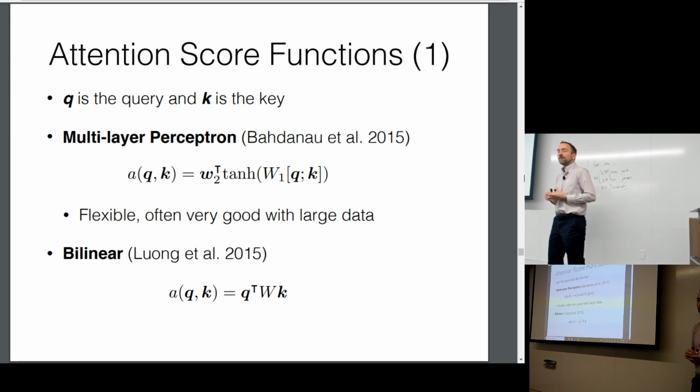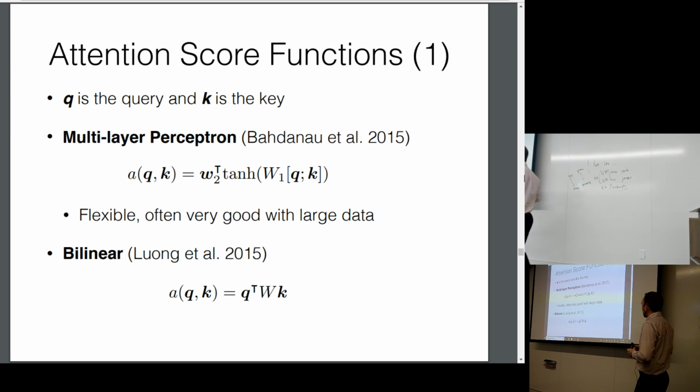Yeah? Why does the NLP work well with large data? Why is that part of it? So the reason why this would work better with large data is because I think you've heard about how multi-layer perceptrons are universal function approximators. They can approximate any function, right?